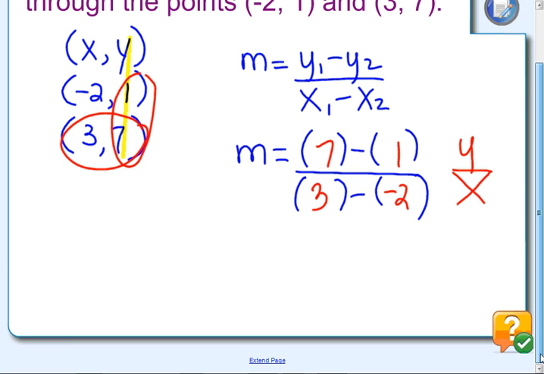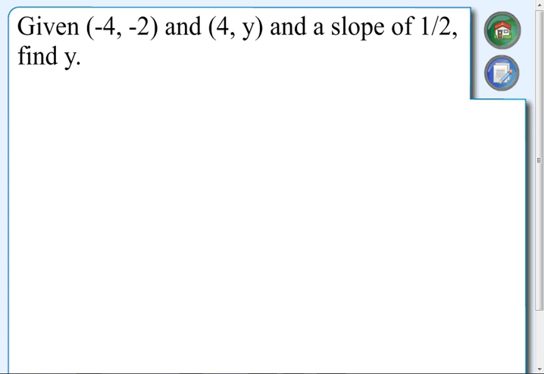Now, this is why I do this, because I don't want you to mess up the signs. So 7 minus 1, that's pretty easy. That's 6. And then this is 3 minus a minus 2. So we make it plus plus, so it's 6 over 5. If you do it the other way, you get the same answer, but you will get a negative 6 over a negative 5, which still is positive 6/5. Now, a lot of you are not going to want to do the parentheses. I highly recommend it. If you mess up on your signs, that's going to help you with the signs.